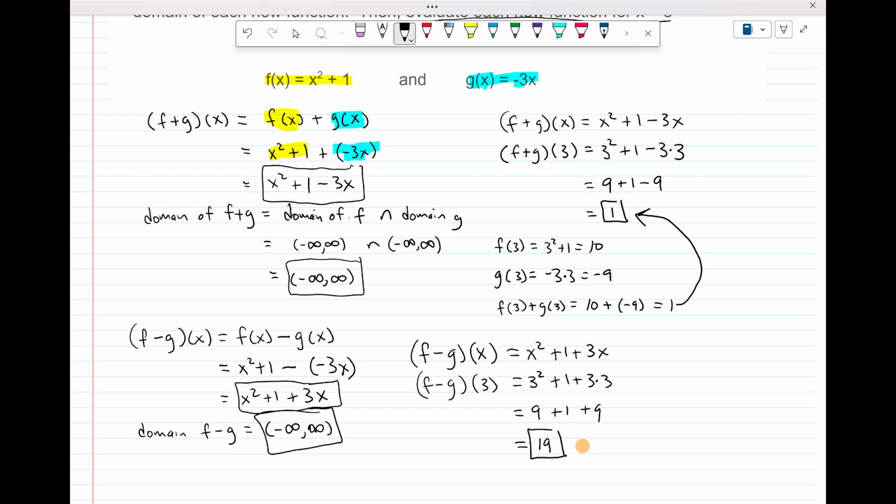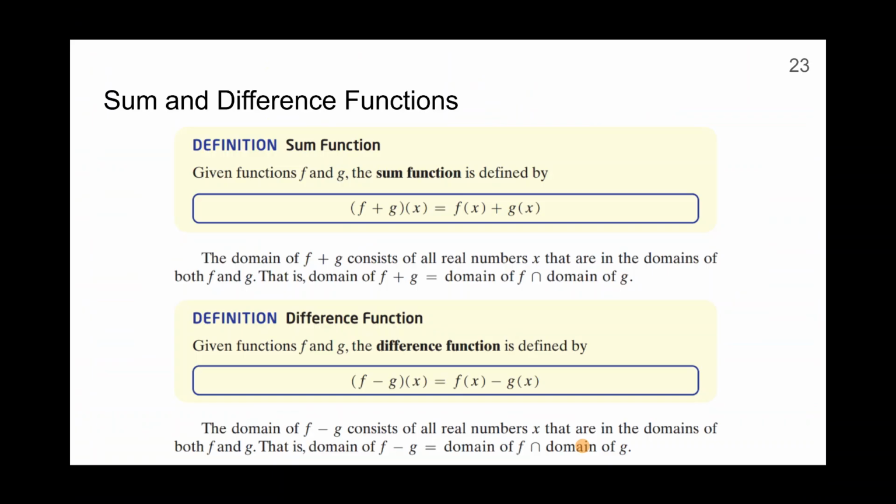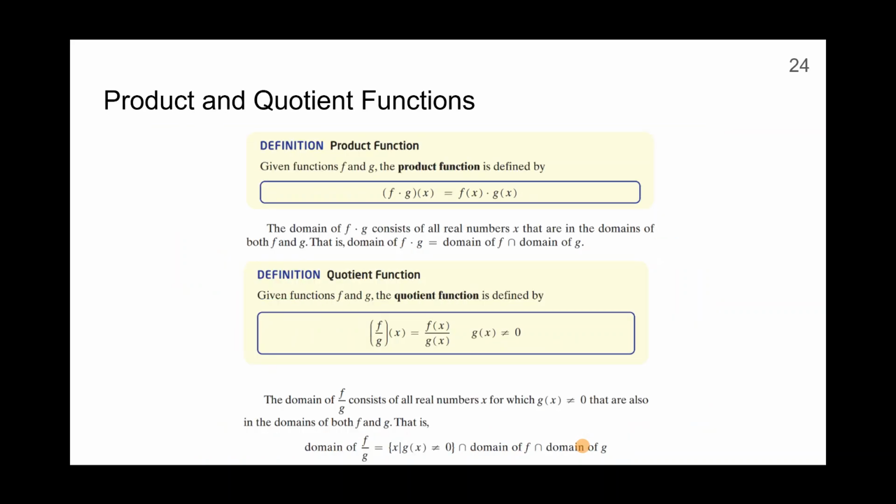Let's go back to our slideshow and let's learn about the next two types of functions. There's the product function. If you're given functions f and g, the product function is defined as f times g of x is equal to f of x times g of x. So not surprising. And again, just like before, the domain of f times g will be equal to the intersection of the domain of f and the domain of g.